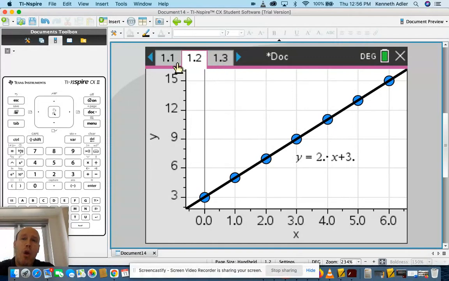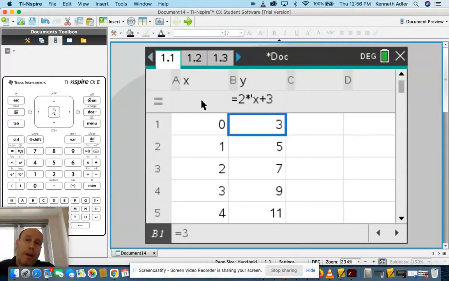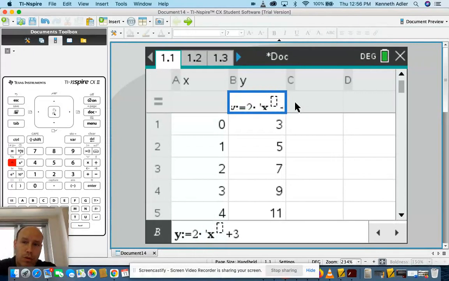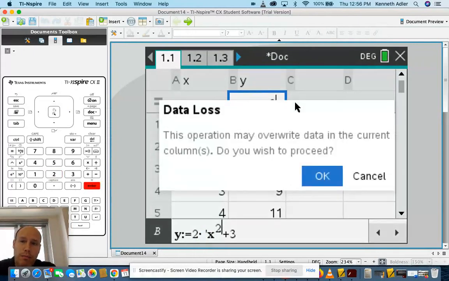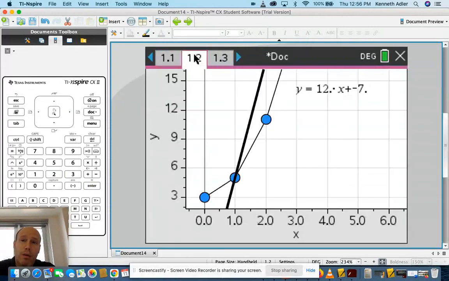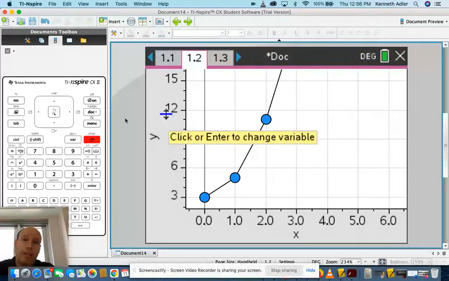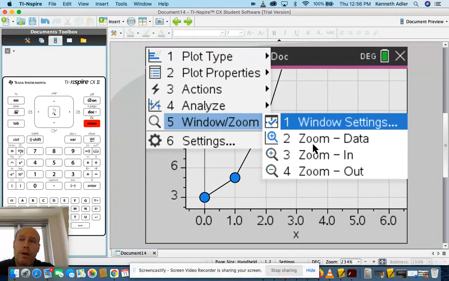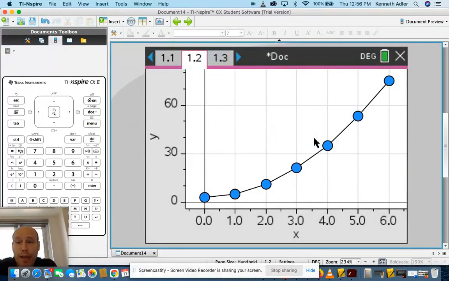What happens when, given a domain, we plug it into a function? We go back here and change it to x squared, right? Okay, and then we look at our new graph. The plots, let's take that out. And maybe let's go to menu, window, zoom the data, and we see we kind of have like a parabola.